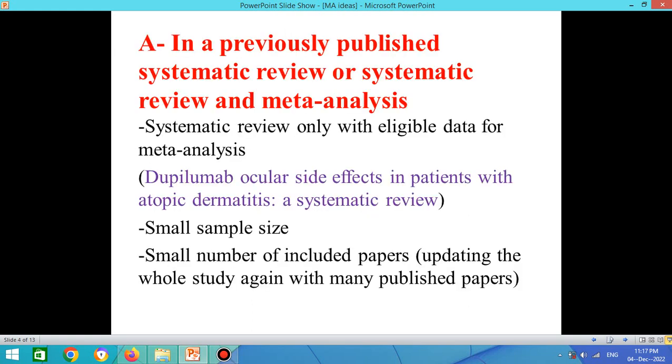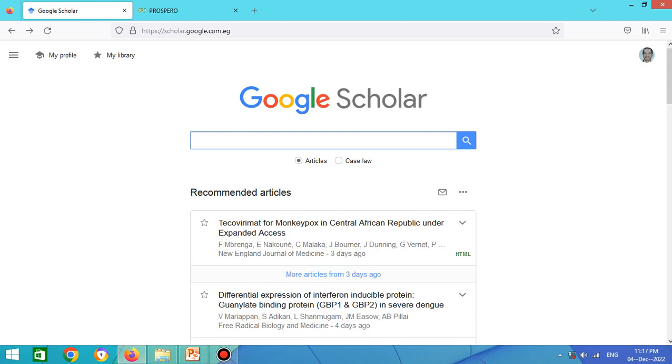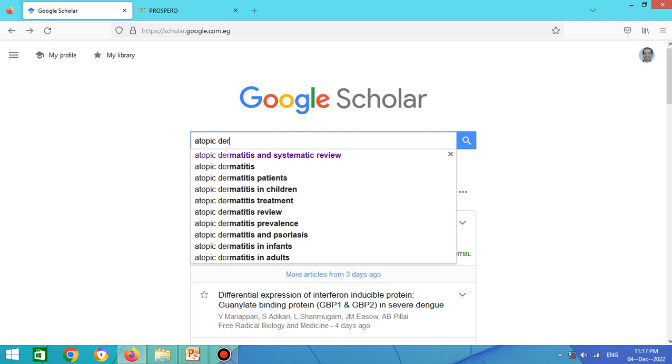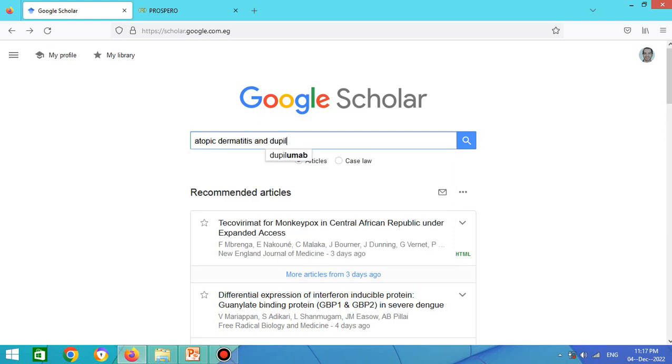A. In a previously published systematic review or systematic review and meta-analysis. This is the easiest pathway for early career researchers. You can search for systematic reviews only, with eligible data for meta-analysis. We will choose atopic dermatitis and the therapy dupilumab. We will write here systematic review.